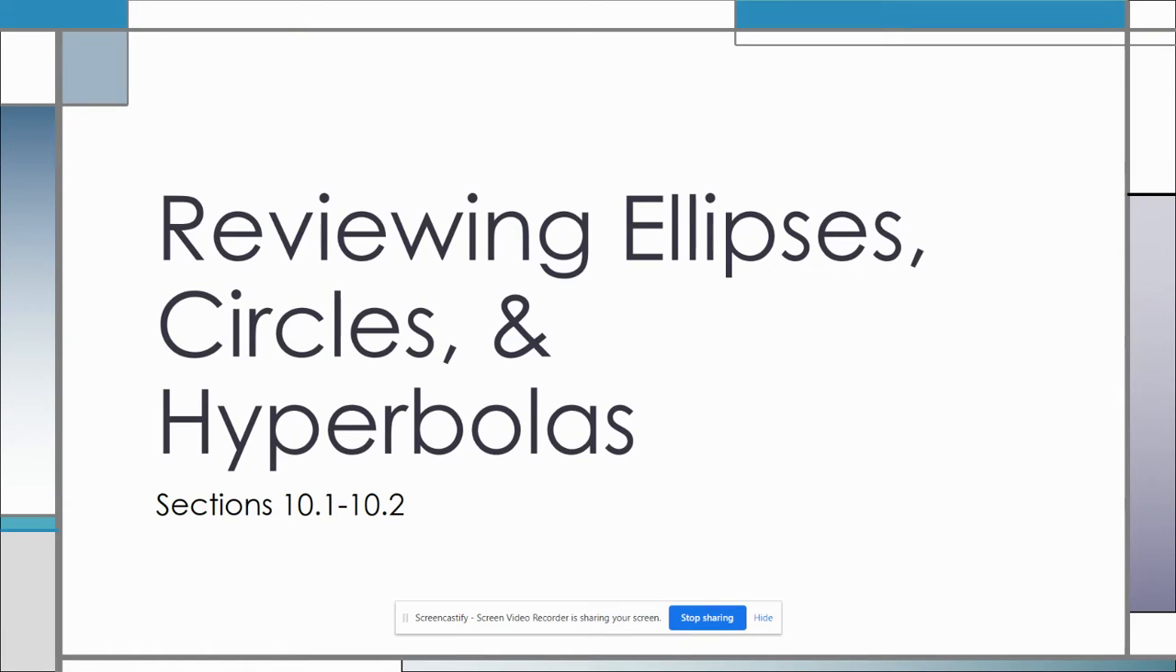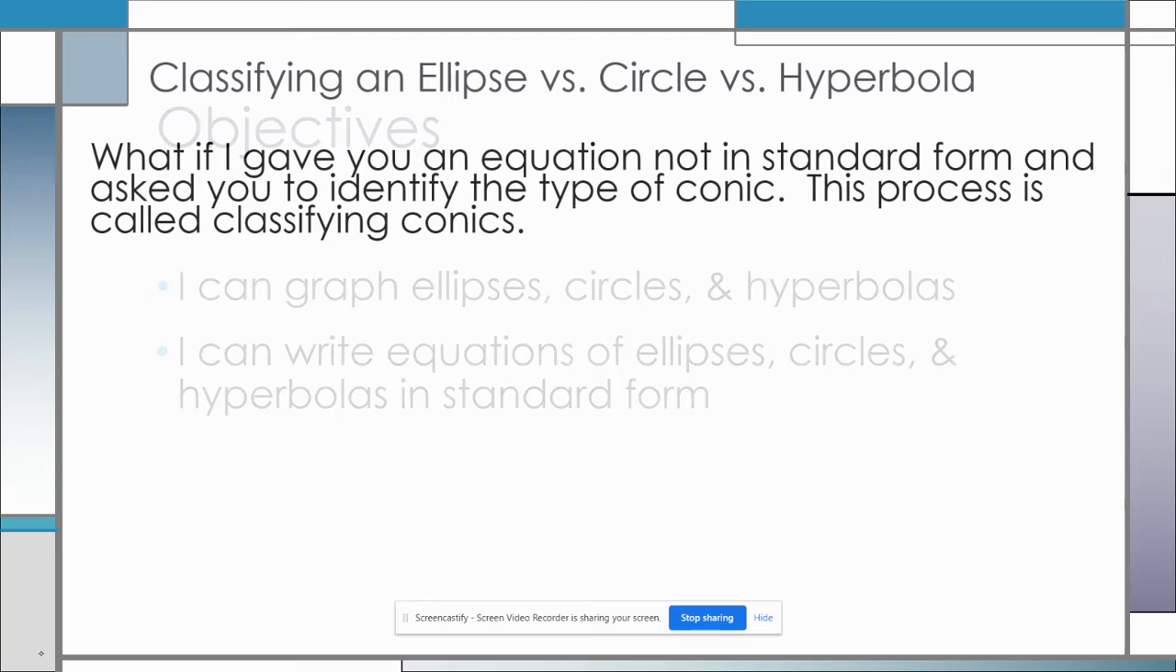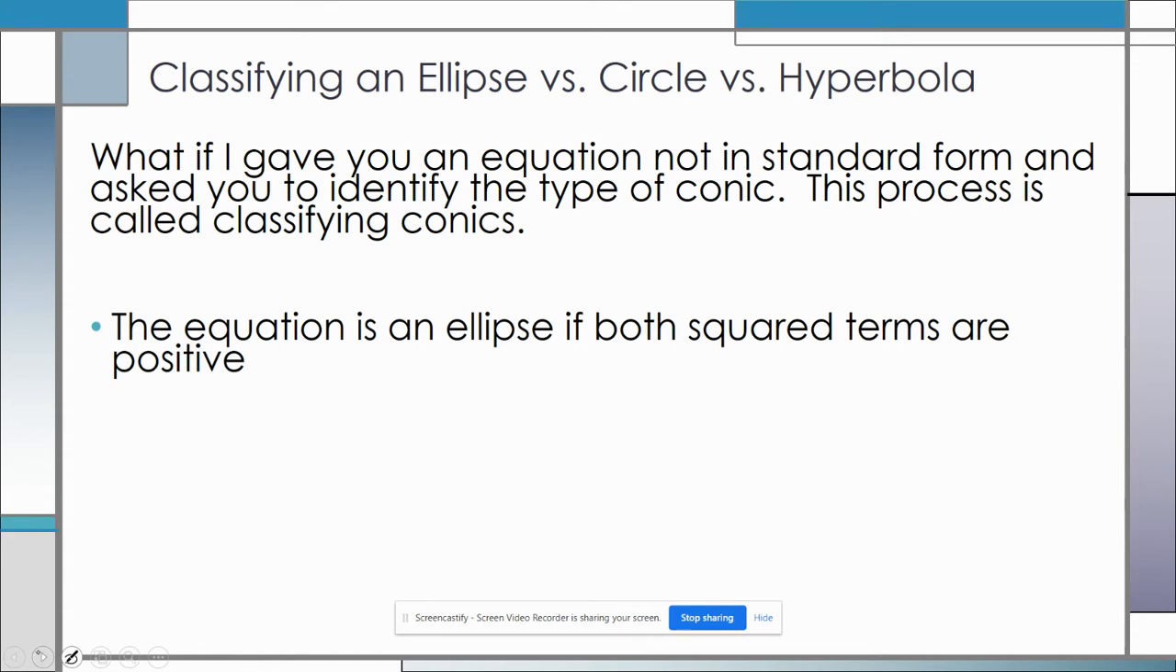I want to do a really quick review of our shapes that we've talked about so far. So ellipses, circles, and hyperbolas. When we are classifying, so once again, if I give you an equation, it's not in standard form, and I'm asking for you to identify the type of conic it is, you don't have to get it into that standard form in order to identify. So we've already talked about these separately, but I just want to refresh our memory with them all together.